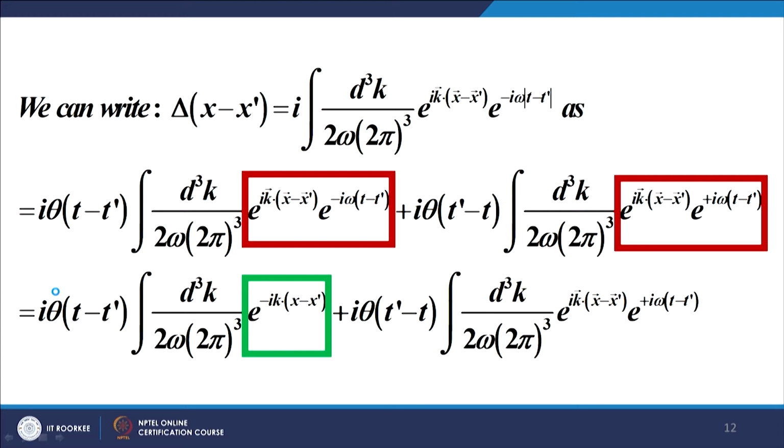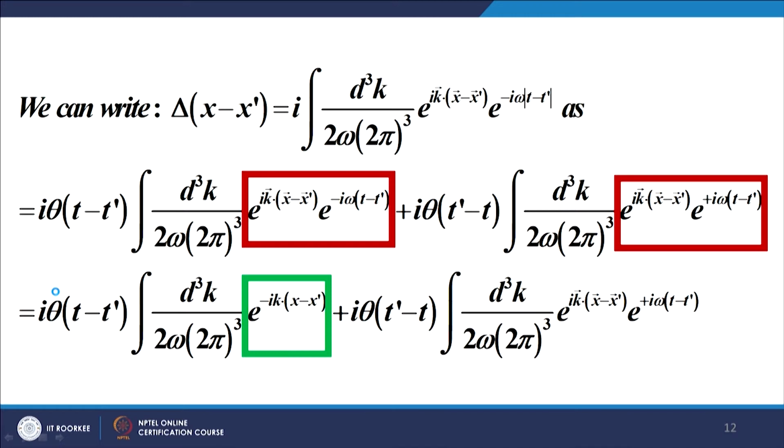Now, we try to combine the two. The first expression relates to when t is greater than t dash, and that gives me the expression in the red box, and when t dash is greater than t, I get the expression in the red box to the right. So, the condition t greater than t dash is managed by this unit step function, the Heaviside function, which operates as a prefactor to this integral, and similarly t dash greater than t is managed by introducing this Heaviside function as a prefactor to the second integral.